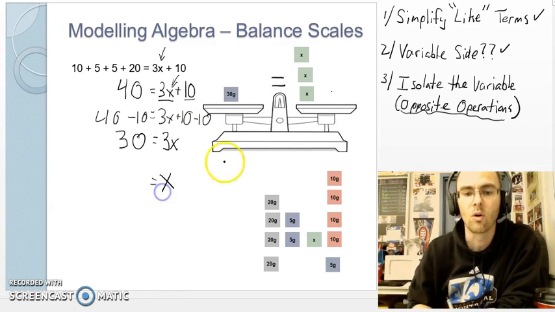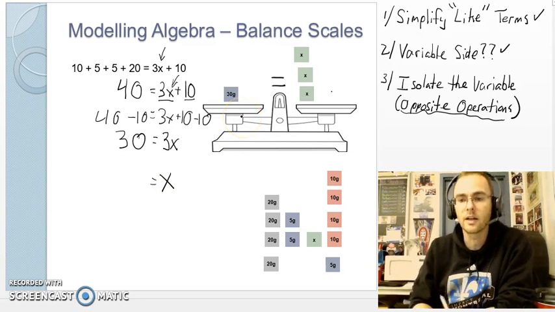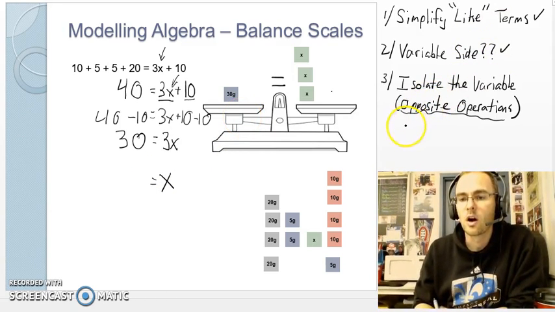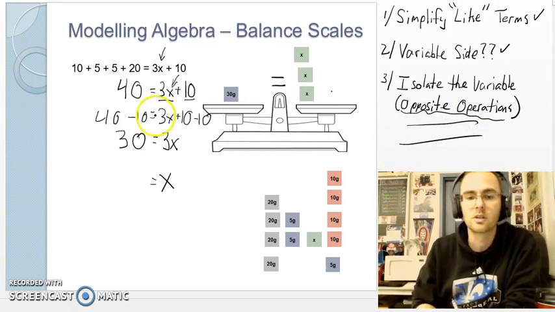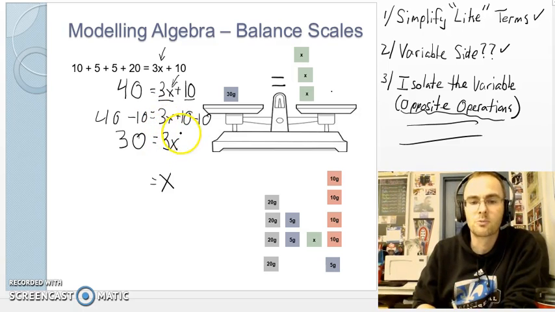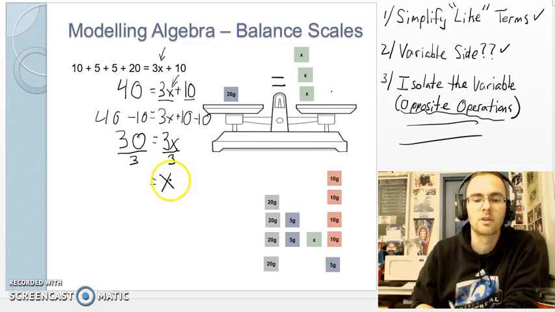That's our end goal. In order to do that, again, you use opposite operations. Remember, when a number is beside a variable, that means to multiply. So opposite of multiplying is dividing. So instead of multiplying by 3, you divide by 3. And you do the same thing on your constant side as well. So 3 divided by 3 is 1, so you're just going to be left with x. 30 divided by 3 is 10. And that there is your final answer.